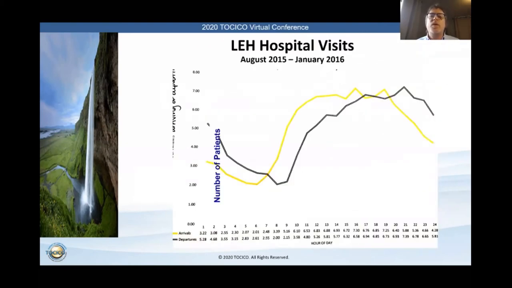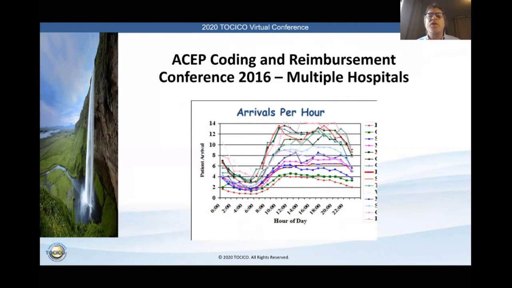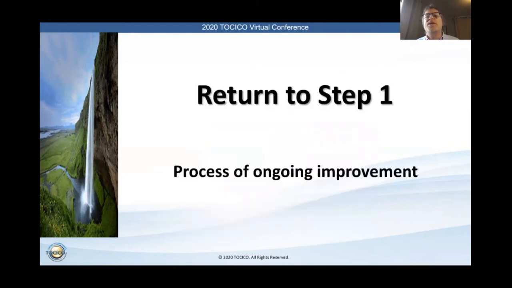We also see the same whale-shaped curve in our children's ED. And the same shape again, regardless of hospital size or geographic location. So when we are finally ready to pull the trigger and add constraint capacity, we can be thoughtful and strategic about where exactly that additional capacity will be most effective. And of course, don't make our mistake.